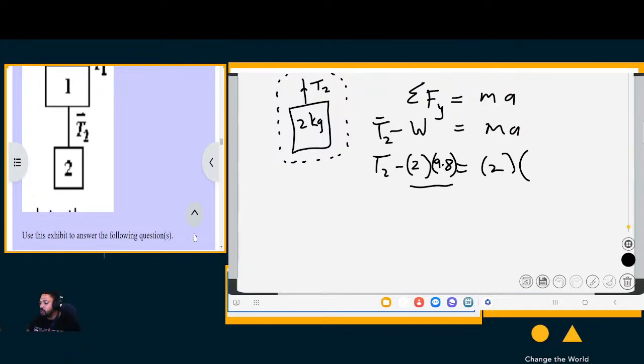So can someone just give me a heads up? What is the acceleration going to be for this block? This is the crucial part. What would be the acceleration? Anyone want to take a guess? I think the reason I'm asking this question is because people often mix up 9.8. They would write 9.8 here as the acceleration down.